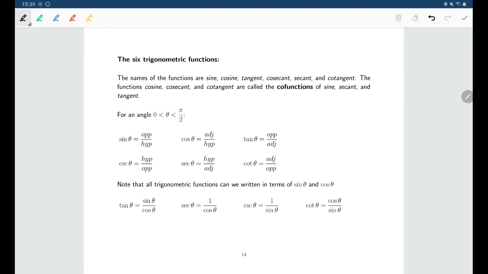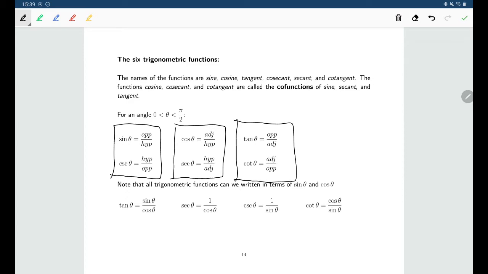A couple of things that I just want to mention about these functions themselves. You'll notice the way that I've written them in this little chart that I've got here, that the ones that I've put in little boxes here are reciprocals of each other. For sine of theta, it's opposite over hypotenuse, and for cosecant of theta, it's hypotenuse over opposite. So if you know sine of theta, then cosecant is just the reciprocal. And same thing for secant and cosine, they are reciprocals of each other. And tangent and cotangent, they are also reciprocals of each other.